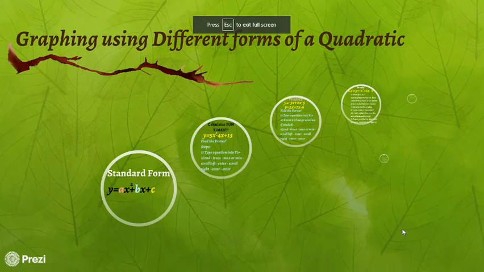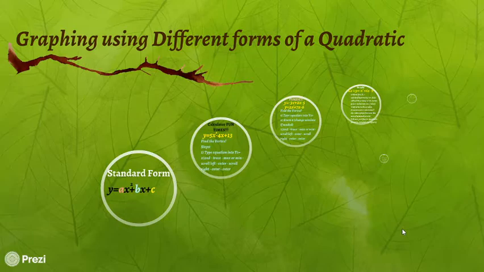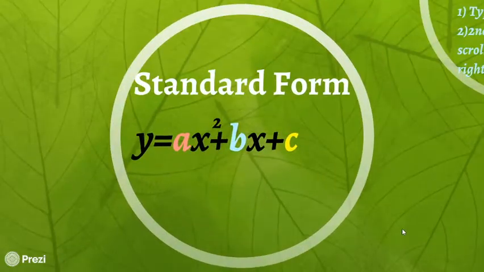Hi everyone. In this section we're going to be talking about how to graph quadratics using different forms of a quadratic equation, which we've already talked about several forms of, one of them being standard form. So the standard form of a quadratic is y equals ax squared plus bx plus c. Okay, so we're going to learn how to graph quadratics by hand.